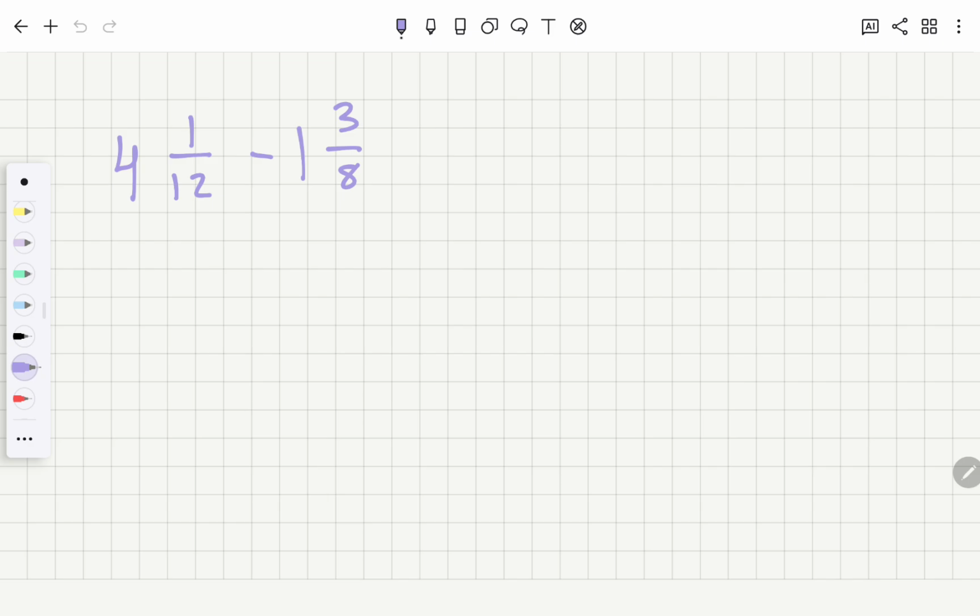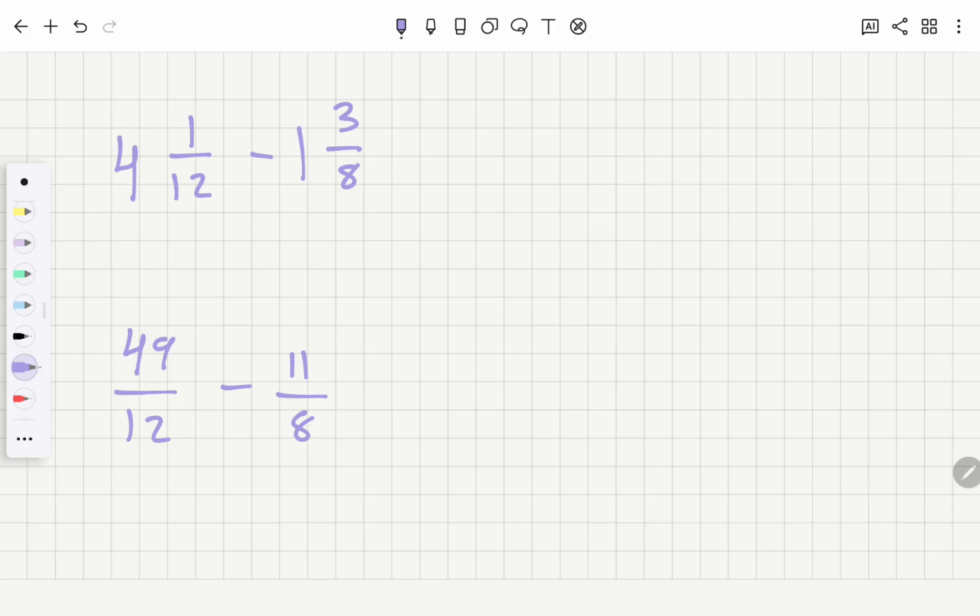Now, it looks a little bit different than the ones that we were doing before because they're mixed fractions. The first thing we have to do is convert them into improper fractions. Now, if you don't know how to do that, don't worry. You can go back onto my page and find the video right before this one. It is all about converting fractions. So, let's convert this. 4 times 12 is 48, and plus 1 is 49 over 12. Minus 1 times 8 is 8, plus 3 is 11 over 8.